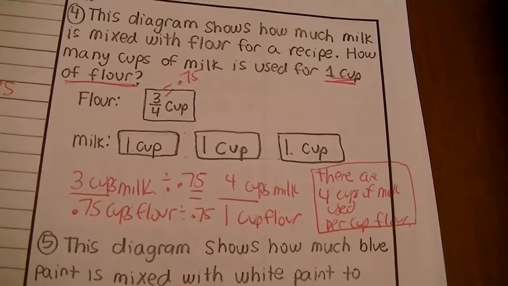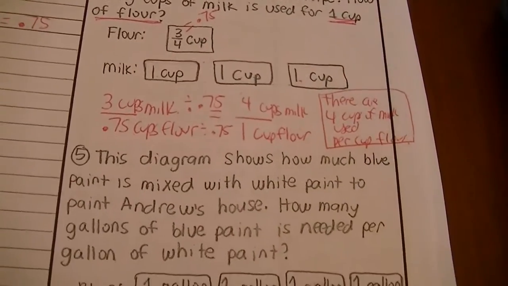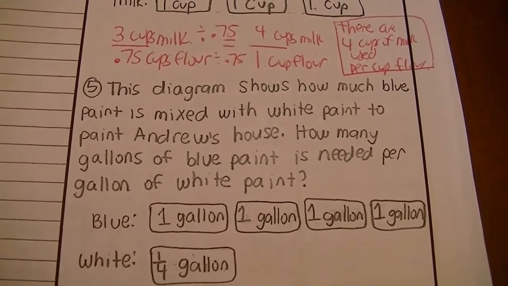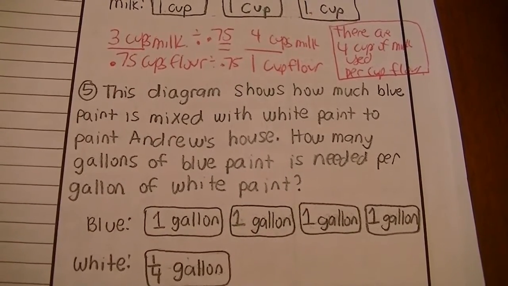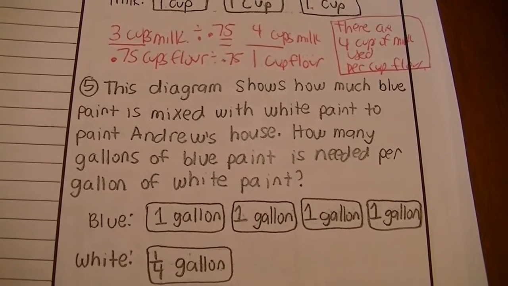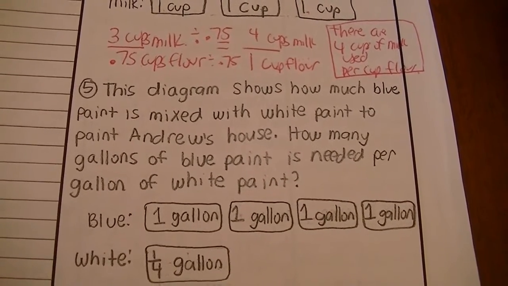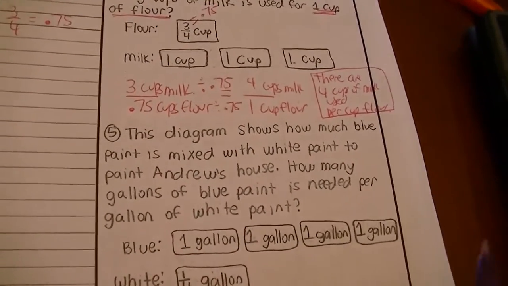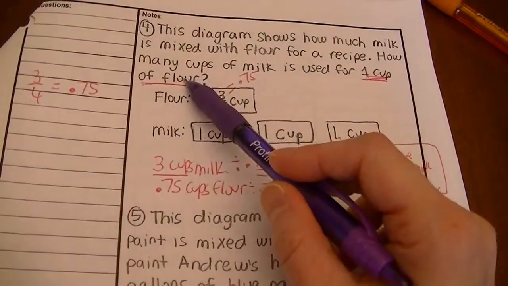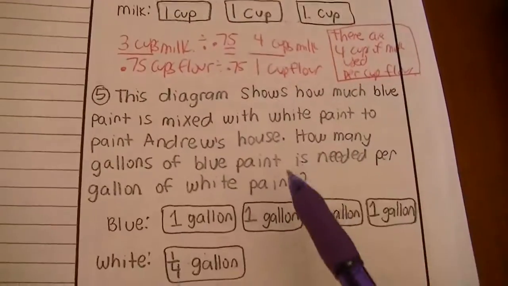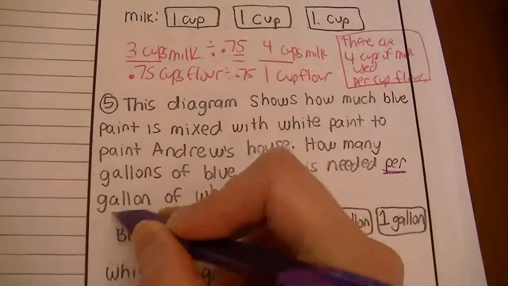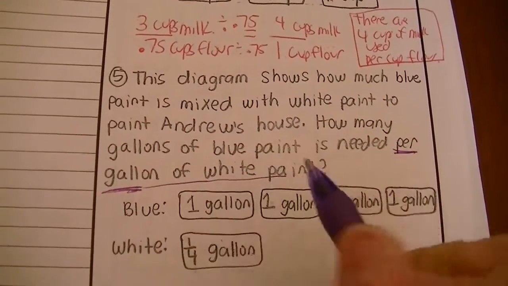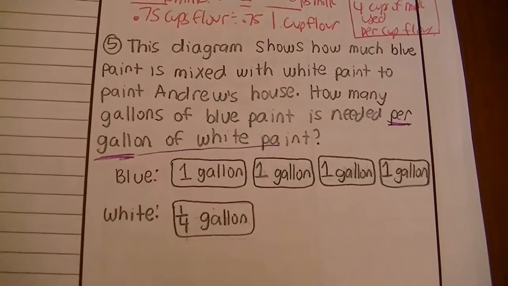You should pause the video and see if you can figure out the fraction and the unit rate all by yourself. All right, this diagram shows how much blue paint is mixed with white paint to paint Andrew's house. How many gallons of blue paint is needed per gallon of white paint? So I don't explicitly see the number 1, like I saw up here. It said 1 cup of flour, so I knew cups of flour needed to go in the denominator. But I do see this per gallon, implying 1 gallon of white paint.